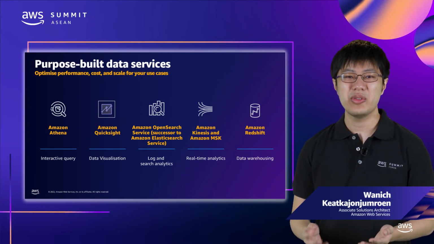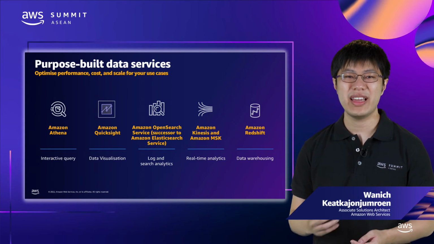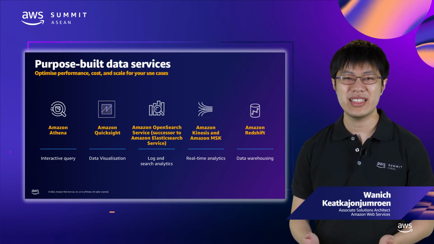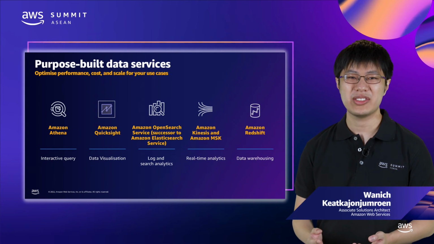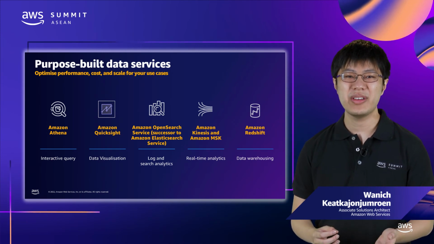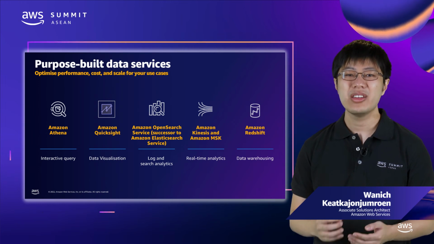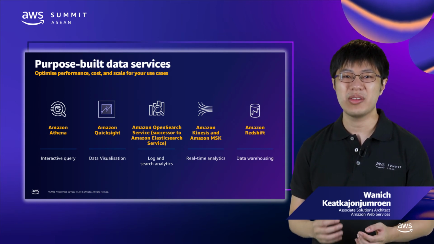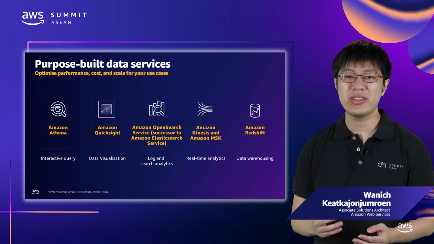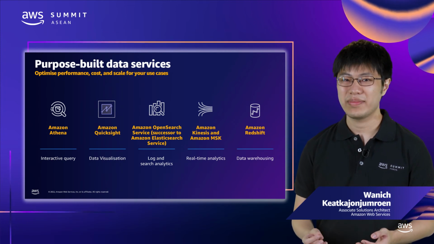For when you want to do real-time processing of streaming data, you can use Amazon Kinesis or Amazon Managed Kafka service. If you have complex queries against structured data and you want super fast query results, you want a data warehouse like Amazon Redshift. We'll get into more detail on these in just a bit.